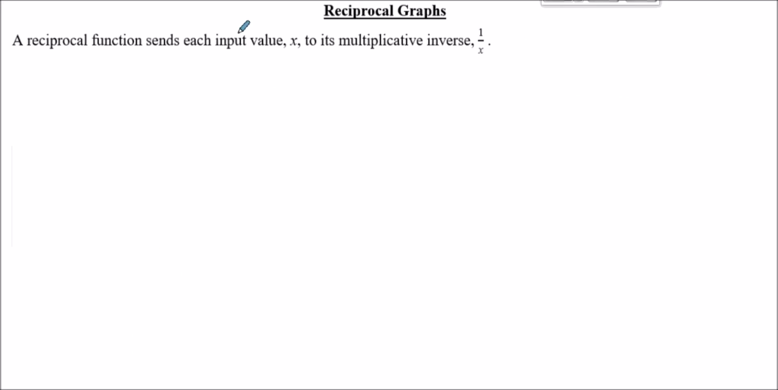We now need to mention a bit about reciprocal graphs. So let's start off by just mentioning what they are and what I mean by them. So a reciprocal function, a reciprocal graph, sends each input value, let's call it x, to its multiplicative inverse, 1 over x. If you just think back to GCSE for a moment, if you had a question, for example, it says, what's the reciprocal of 5? It just means 1 over something. In other words, 1 divided by the input you have been given. So it's always going to be in the case of something divided by a variable.